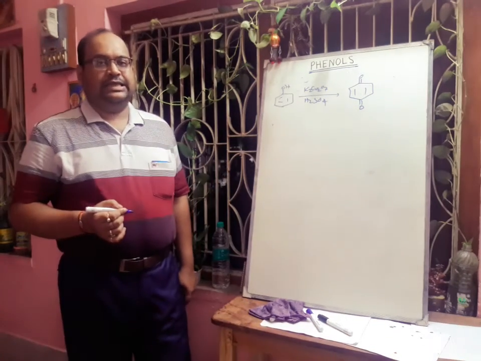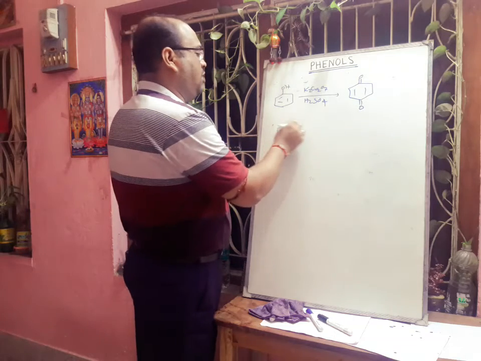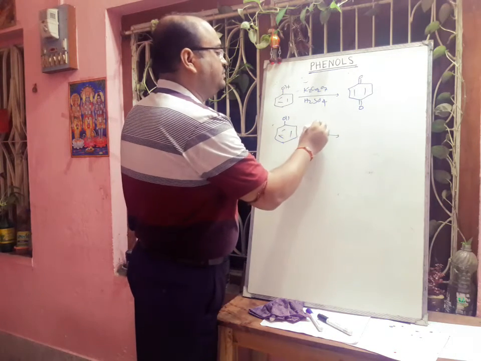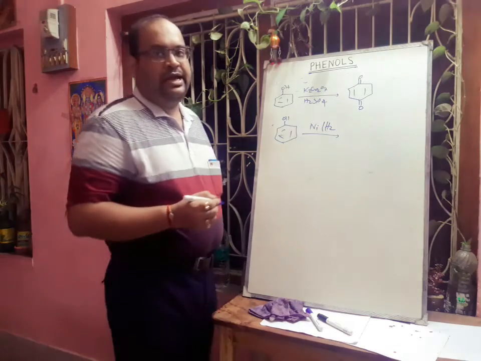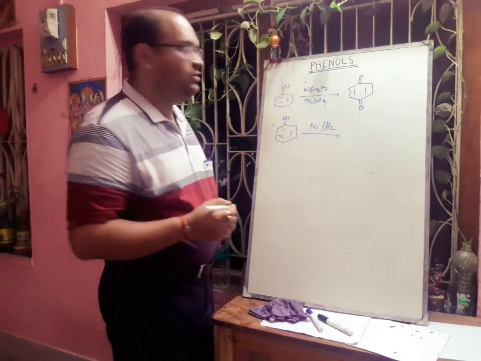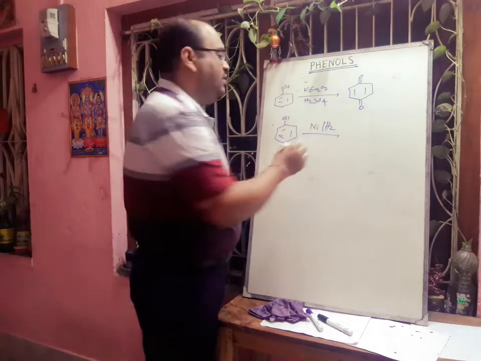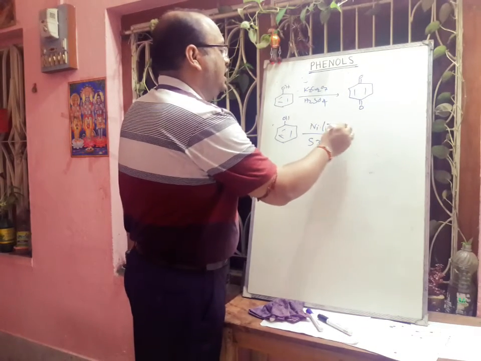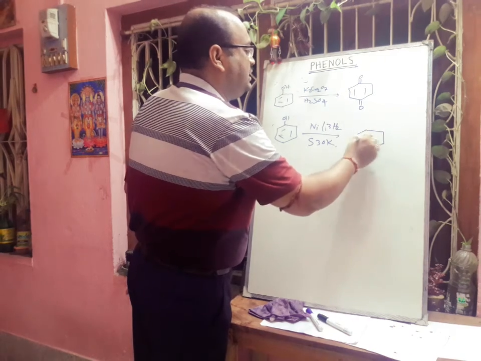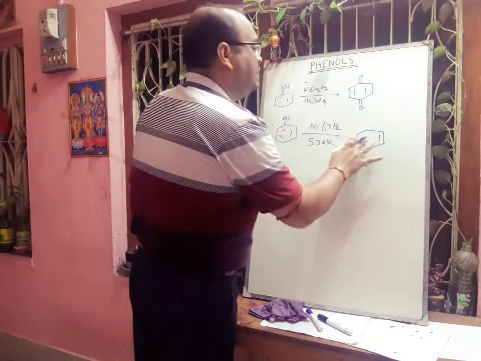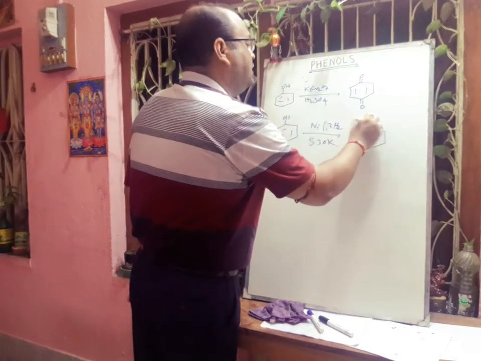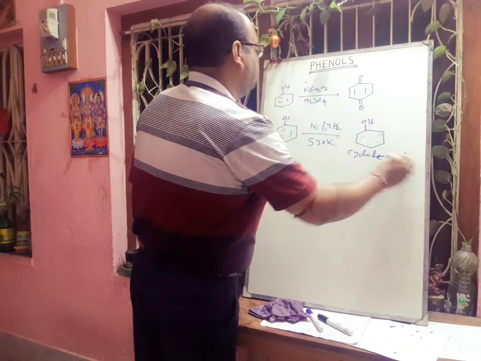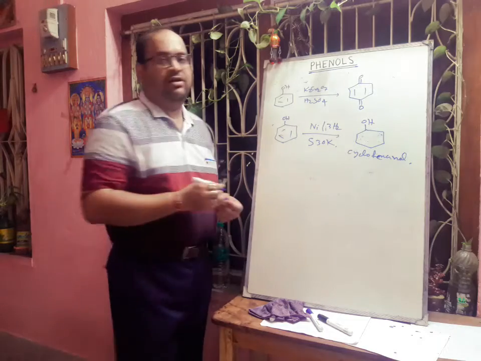And next we will discuss the reduction reaction. What will happen if we add nickel and hydrogen to phenol? And here the heat we have to use is near about 530 Kelvin. So here 3 mole hydrogen will react and the aromaticity is lost, and we will get cyclohexanol. So this is the reduction reaction of phenol compound, okay.